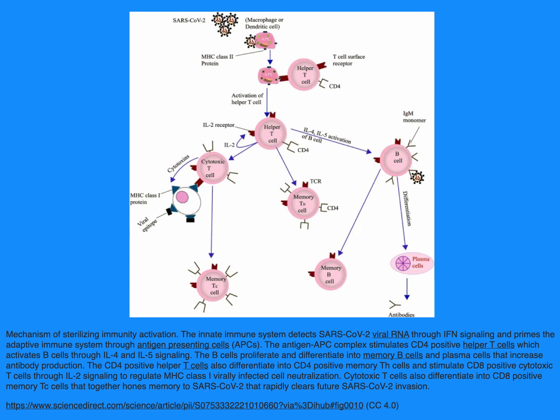The CD4 positive helper T cells also differentiate into CD4 positive memory T helper cells and stimulate CD8 positive cytotoxic T cells through interleukin 2 signaling to regulate major histocompatibility complex class 1 virally infected cell neutralization. Cytotoxic T cells also differentiate into CD8 positive memory T cytotoxic cells that together hone memory to SARS-CoV-2 that rapidly clears future SARS-CoV-2 invasion.